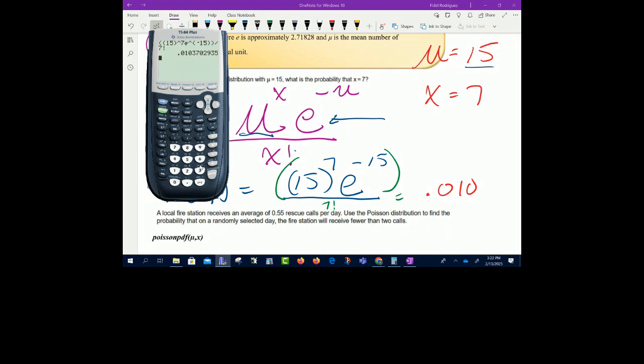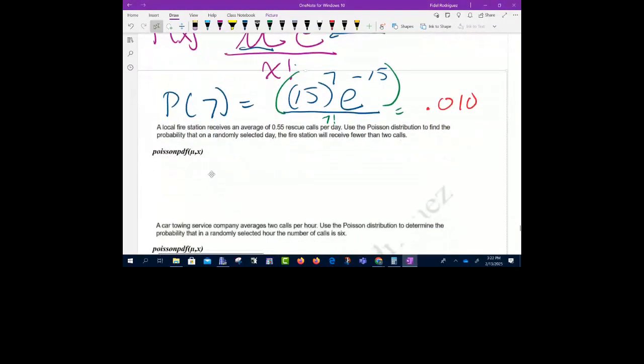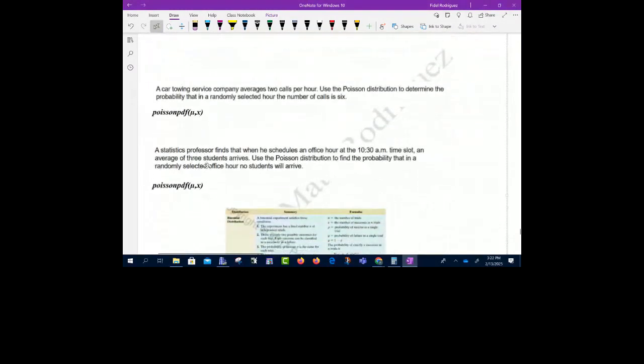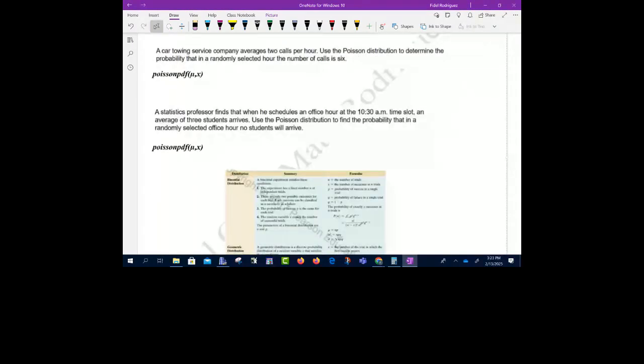So, y'all, I just got a couple more problems to do. I'm going to come back and do this one in a second. I want us to get the idea of what the Poisson distribution talks about. I'll come back and do the one about the fire station in a second. Look at this one here.